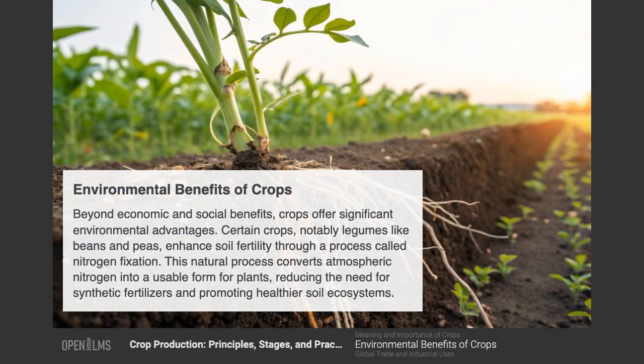Environmental benefits of crops. Beyond economic and social benefits, crops offer significant environmental advantages. Certain crops, notably legumes like beans and peas, enhance soil fertility through a process called nitrogen fixation. This natural process converts atmospheric nitrogen into a usable form for plants, reducing the need for synthetic fertilizers and promoting healthier soil ecosystems.